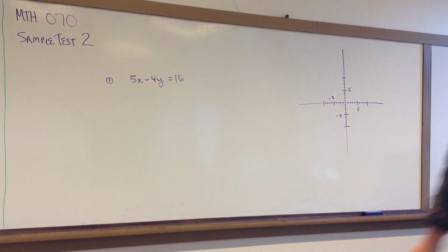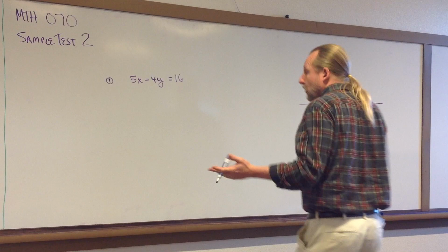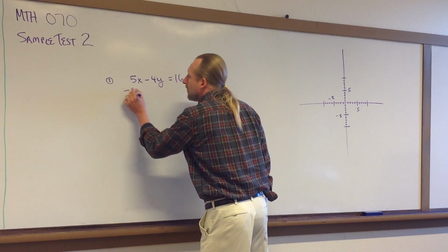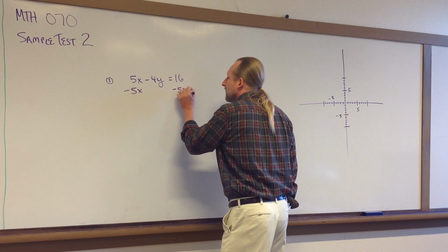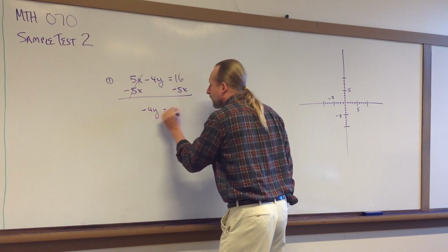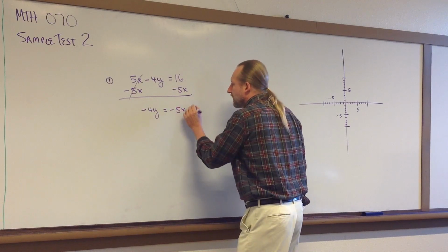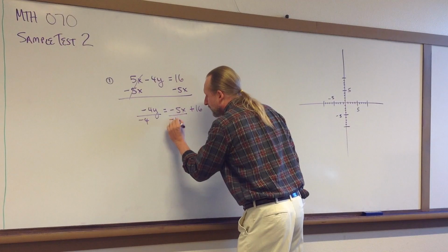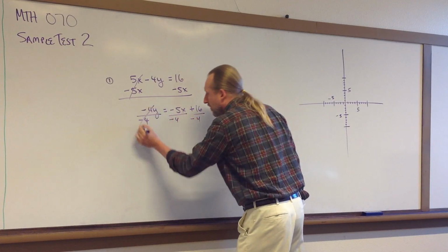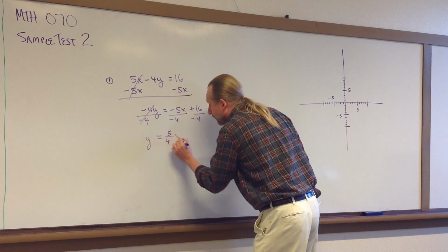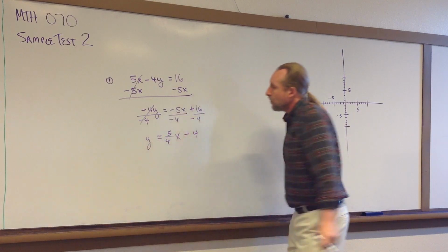So I'm going to put this into slope-intercept form. I'm going to get the y by itself. So let's move the 5x to the other side. Don't lose this negative sign. That's a minus 4y equals minus 5x plus 16. And then if we divide everything through by negative 4, we get the y by itself. This will be positive 5/4 x minus 4.